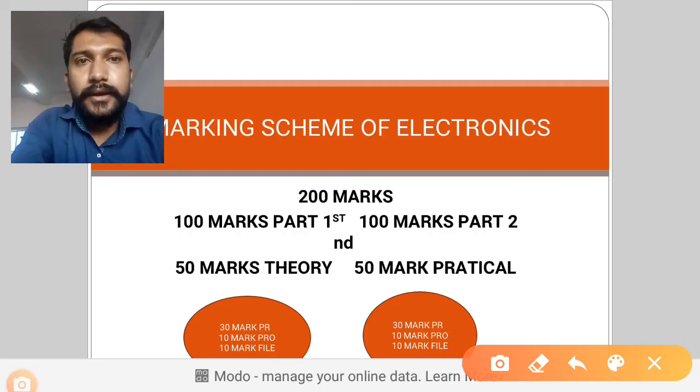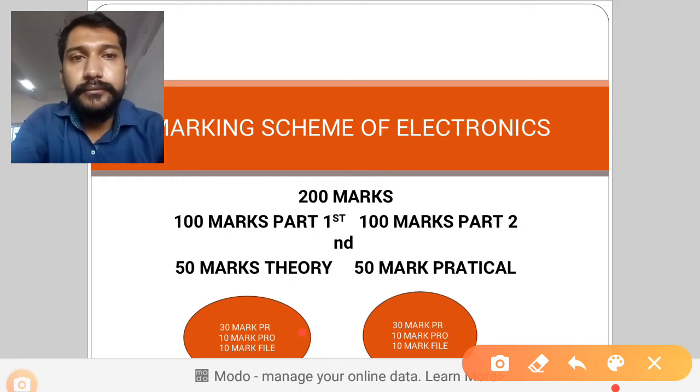In that 100 marks, 50 marks will be theory and 50 marks will be practical for both part 1 as well as part 2. And again, the 50 marks practical distribution is shown in that. See over here, how is the distribution for this particular thing. 30 marks practical for part 1, 10 marks for project and 10 marks for file. Similarly for part second, 30 marks practical, 10 marks for your project and 10 marks for your file.